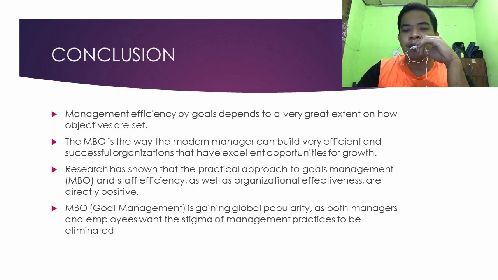MBO is the way that the modern manager can be very efficient, and successful organizations have excellent opportunities for growth. By putting this MBO method into practice, the managerial system of the organization becomes more stable, being updated annually when they resume the MBO cycle. Management by objectives is a management style focused on subordinate engagement, which allows them to play a role in decision making.